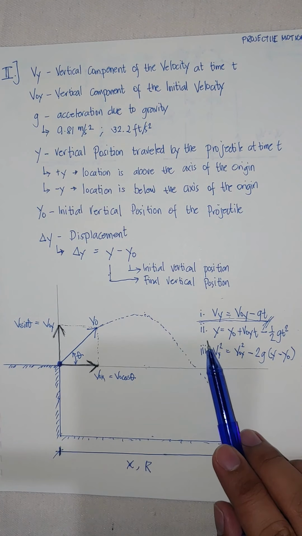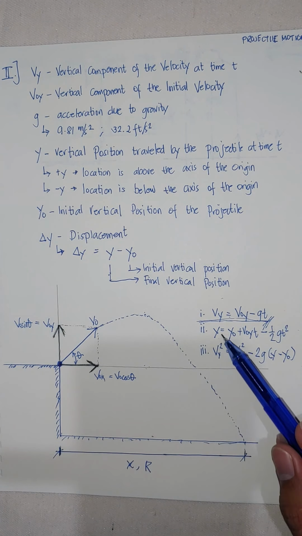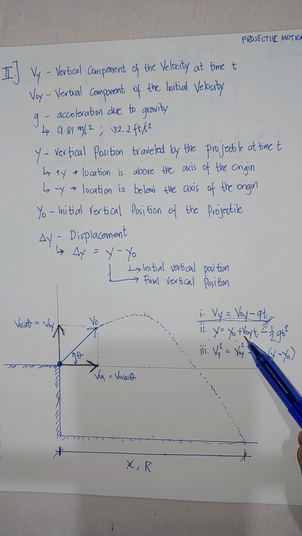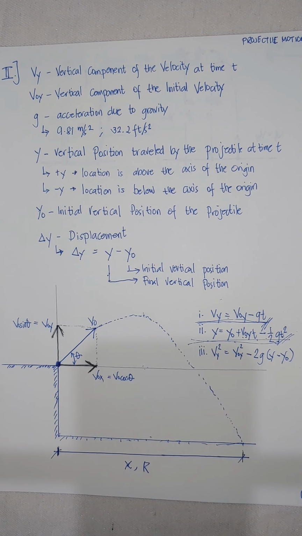And then the second one, we have here y. So this is the vertical position traveled by the projectile at time t. So y is just equal to y naught plus v naught y times the time minus 1/2 g t squared. So if you memorize this, it will be easier for you to use.